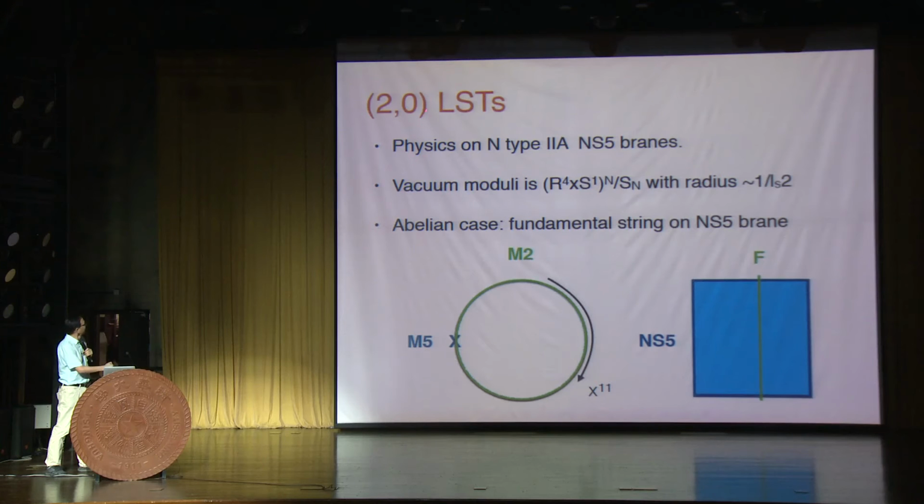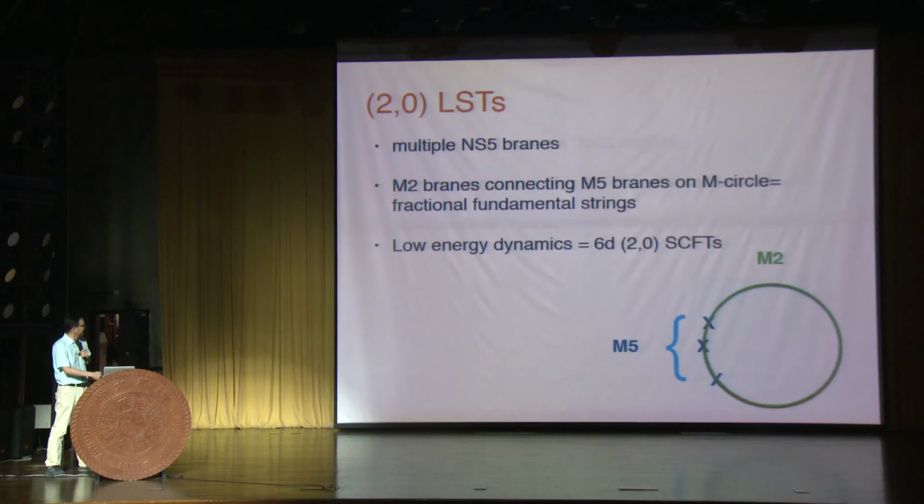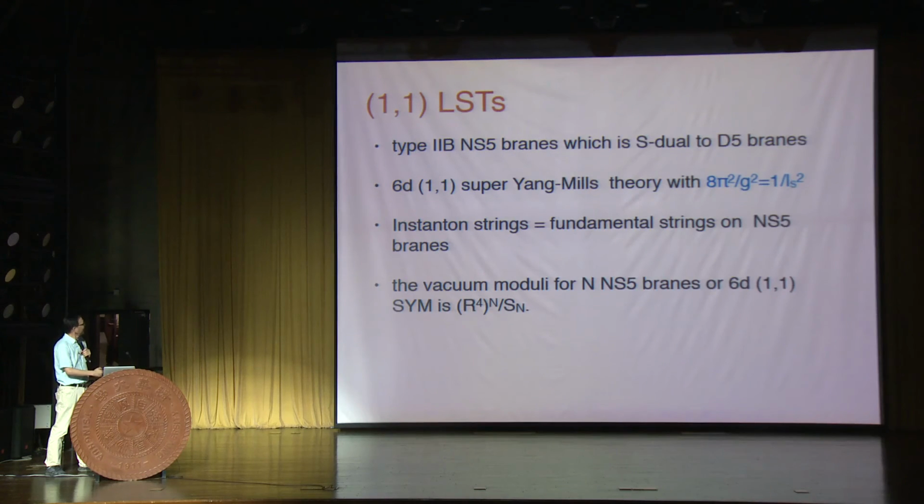You can look at the (2,0) case, which Kimyeong talked about, in which case one of the interesting things is that because this is the physics on NS5 branes, it means there should be one M circle transverse to the M5 branes. And then if a single M2 brane is wrapping this circle, then it's a fundamental string. But if we have multiple M5 branes, then we have M2 branes connecting M5 branes, in which case the fundamental string gets fractionalized. So this is the (2,0) little string theory. Now the (1,1) little string theory arises from the type IIB case.